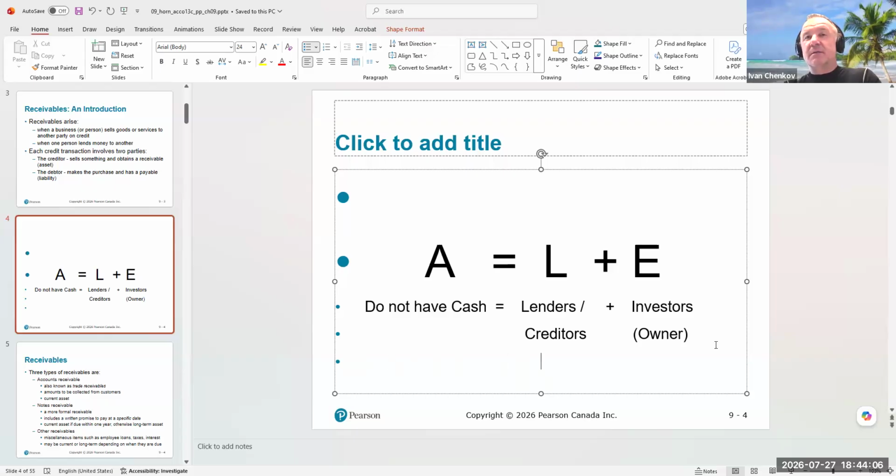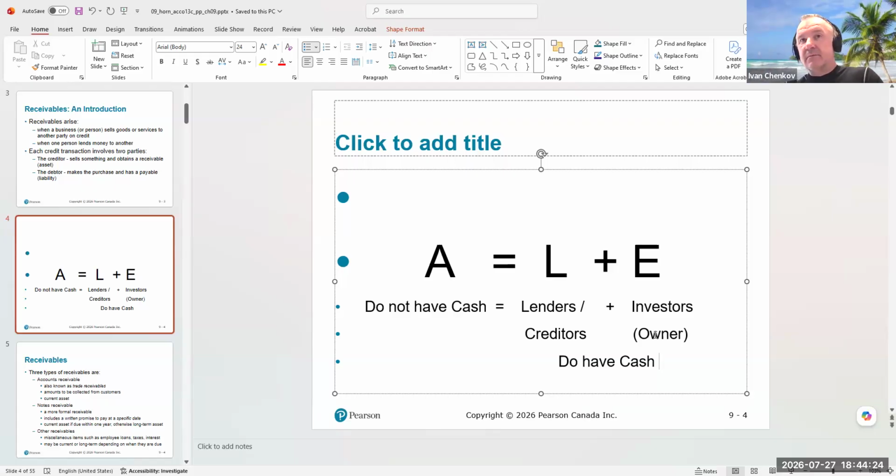So what's interesting on the other side of the equation here is that they do have cash. And that's what we're doing. We're trying to get the cash either from the creditors and lenders or from the investors.